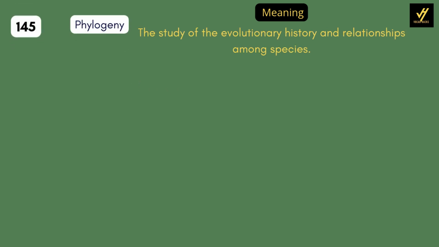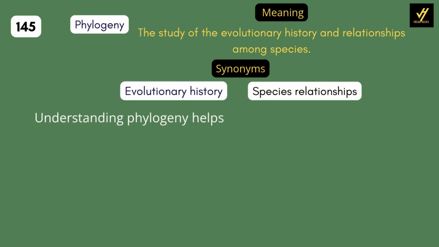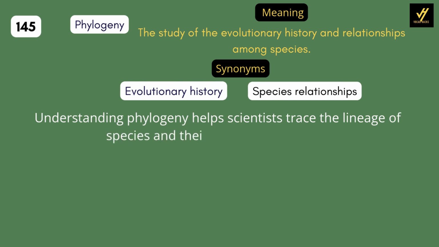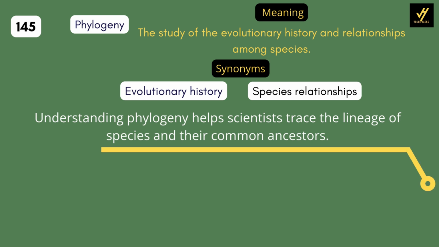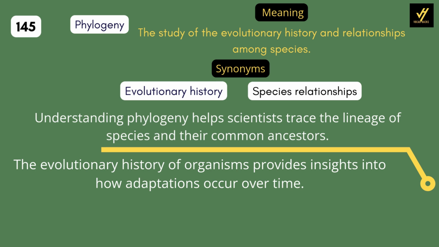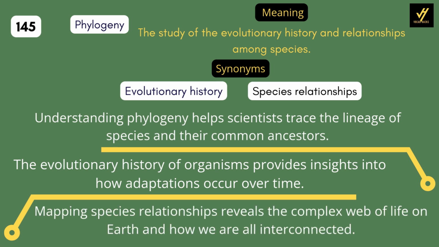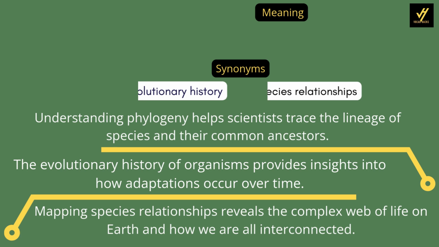Phylogeny, the study of the evolutionary history and relationships among species. Evolutionary history, species relationships. Understanding phylogeny helps scientists trace the lineage of species and their common ancestors. The evolutionary history of organisms provides insights into how adaptations occur over time. Mapping species relationships reveals the complex web of life on Earth and how we are all interconnected.